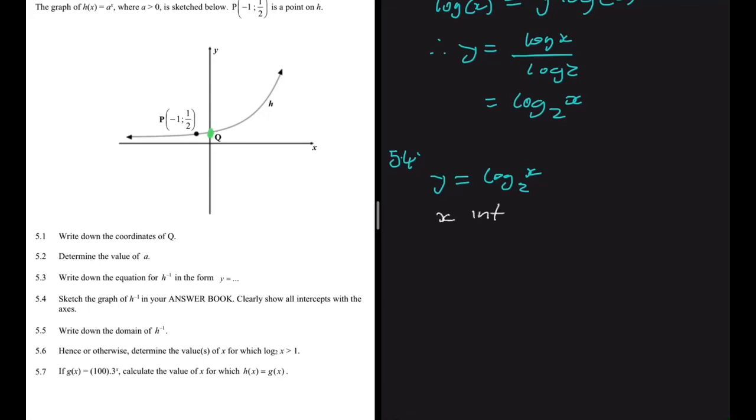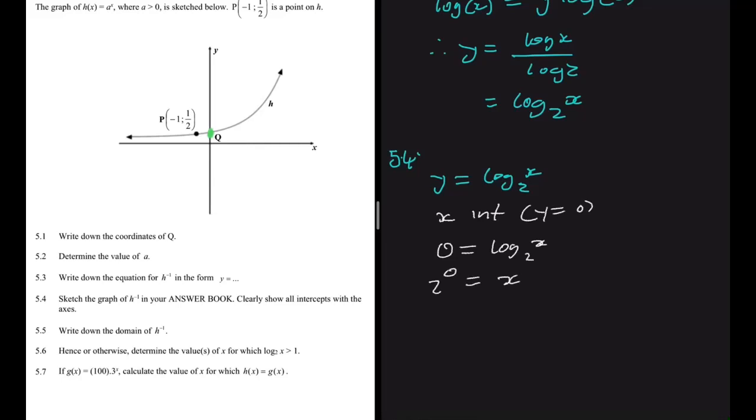For the x-intercept, we know that we need y to be equal to 0. So as a consequence, we're going to have 0 being equal to log of x base 2. So how do we solve this? We're going to get 2 to the power 0 being equal to x.